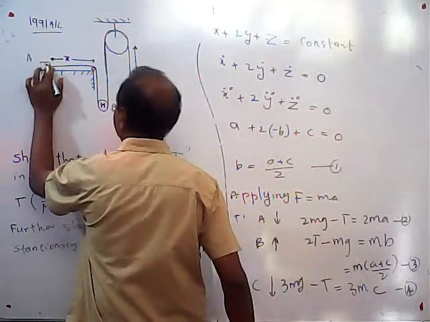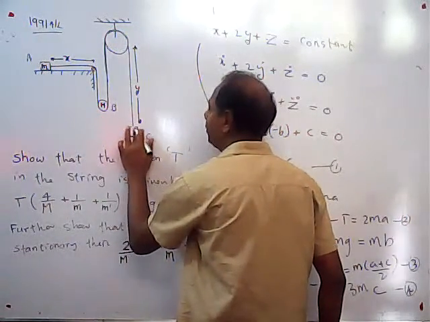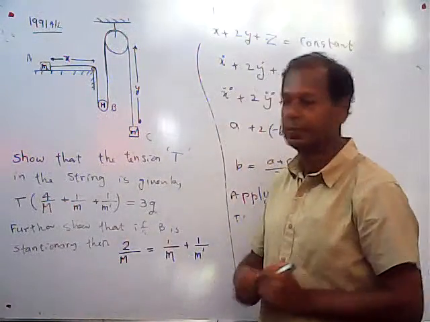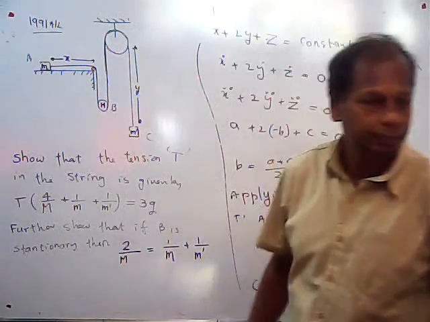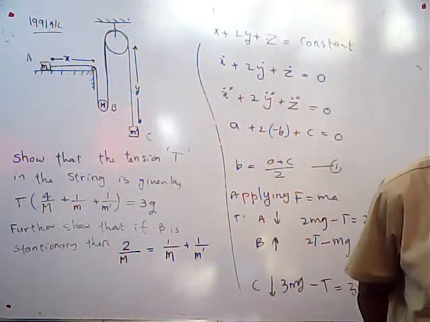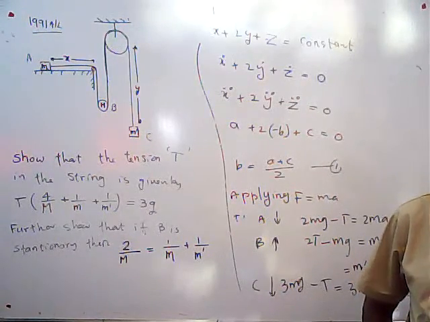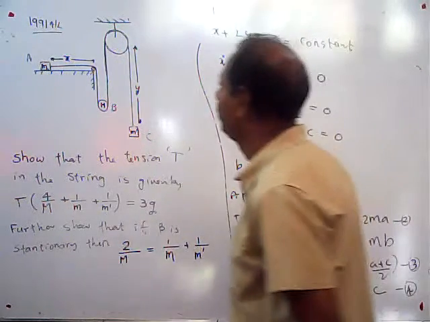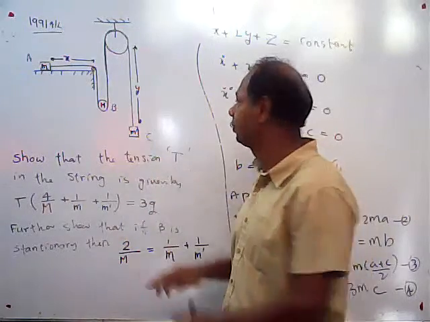This is M, this is simple M, this is capital M, and this is M dash. This is M dash, the capital M, and simple M. This is M, simple M, capital M, and M dash.